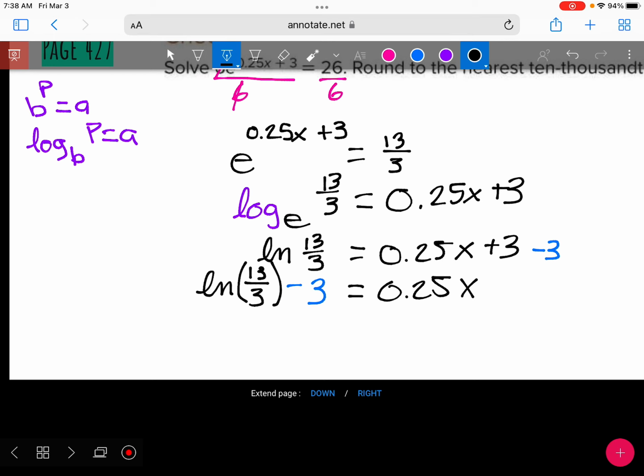I think I've like sat on this desk about 5 times today. So once again, this is stuff we've done for a gazillion years. What do we do to get the x by itself? Divide by 0.25. 100%, that works.